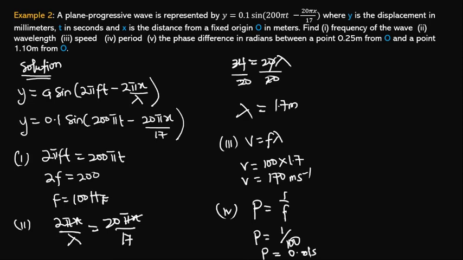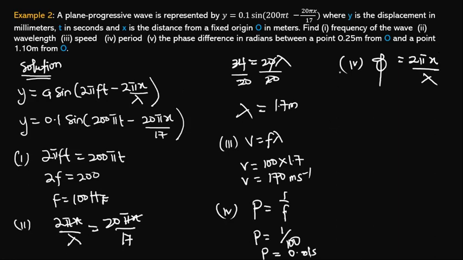Alright, now the last aspect of the question is telling us to find the phase difference in radians between a point 0.25 meters from the origin and a point 1.1 meters from the origin. Like I said, phase angle is equal to 2 pi x over lambda. Now we have our lambda, which is 1.7. We know pi is a constant. We have to find the phase angle. So the only thing left is the x over here, which is the distance.